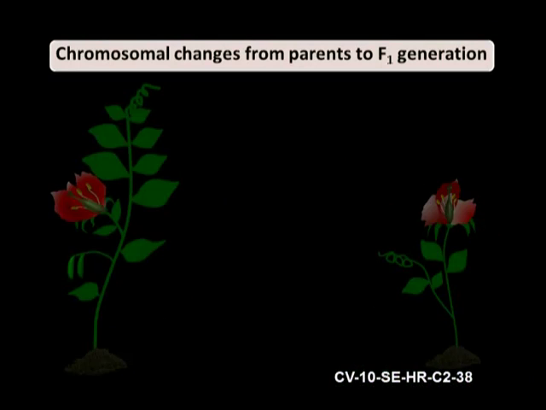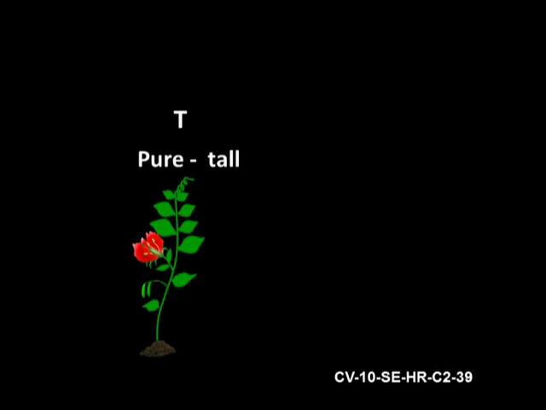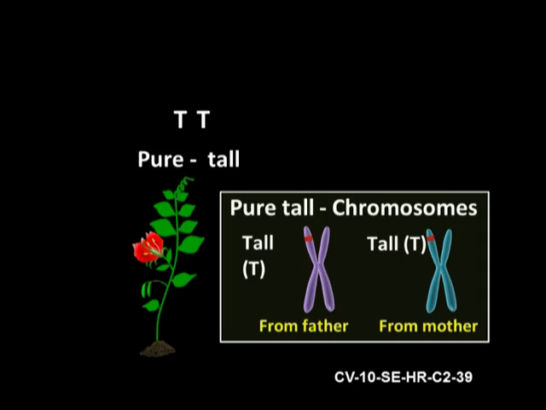Now let us see the chromosomal changes that happened from the parents to the F1 generation. In the parents, after meiosis, sex cells are formed. Here, let us concentrate only on the height of the plant. The pure tall pea plant is called capital T and capital T. Do you know why two capital T's? Because I already told you that every somatic cell contains two sets of chromosomes, one from the father and one from the mother. That is one capital T from the father, another capital T from the mother.